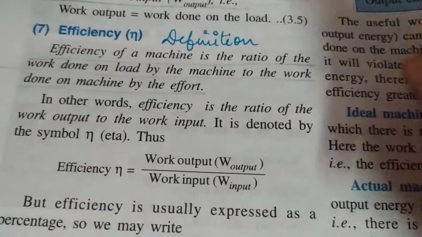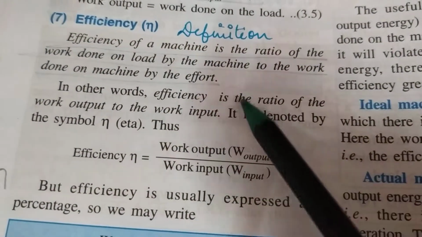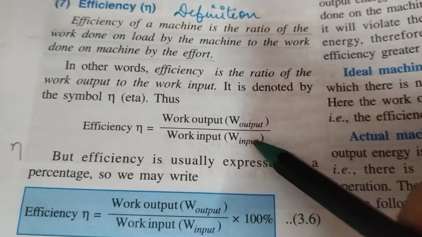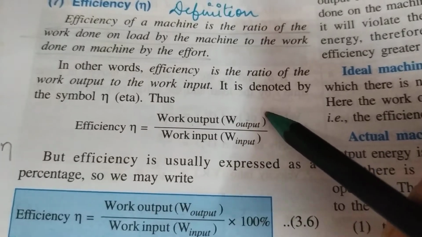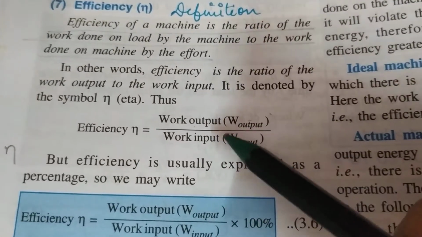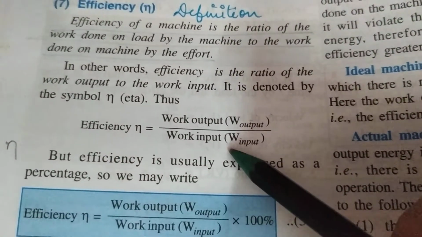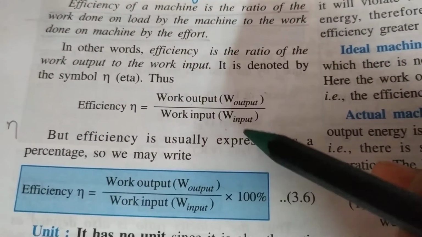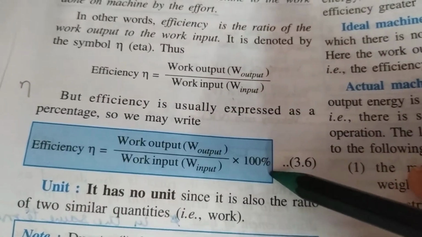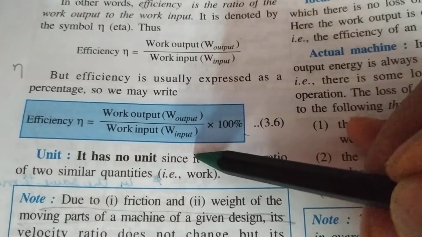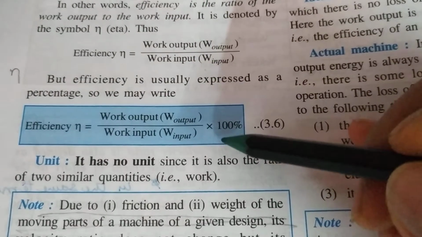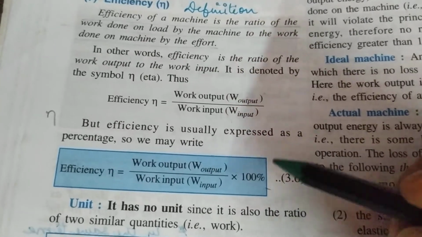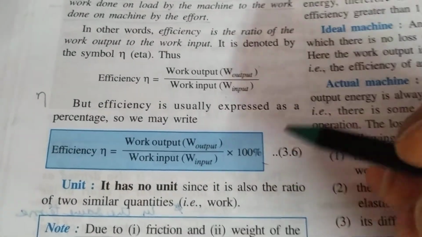Next term, students, is efficiency. By definition, efficiency is the ratio of work output upon work input. It means how much output the machine gives you per unit input work which you do on the machine. And in percentage, you just multiply it by 100%. Efficiency doesn't have any unit. Similarly, our mechanical advantage and velocity ratio are ratios of similar quantities, so they also do not have any unit.